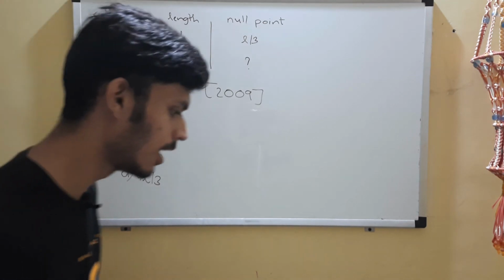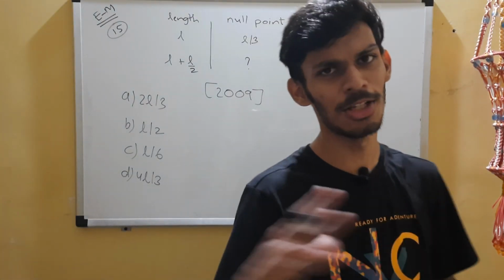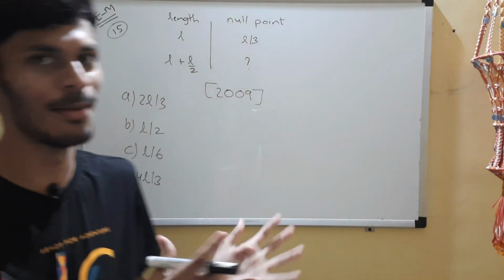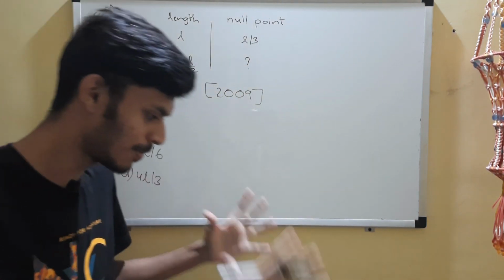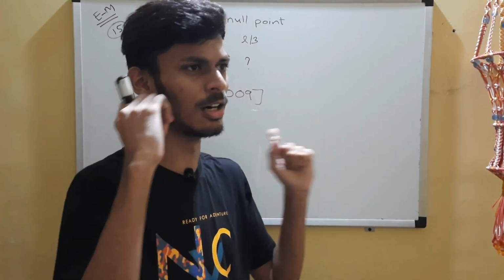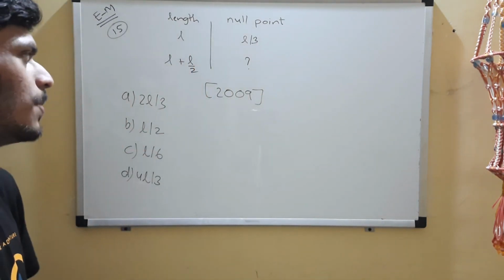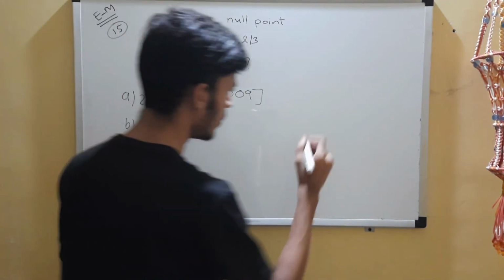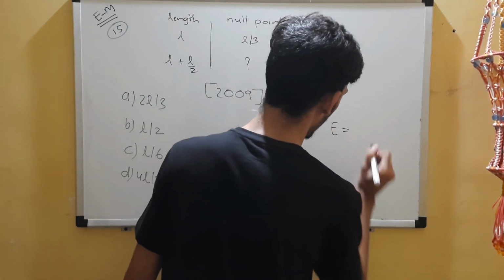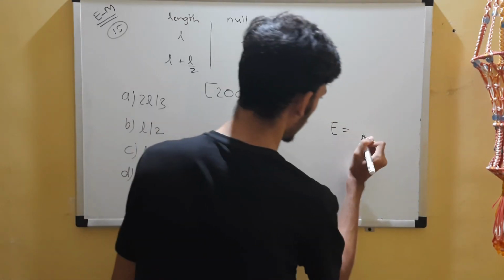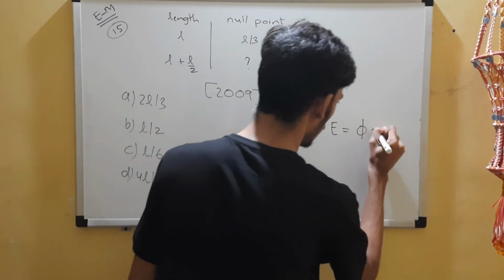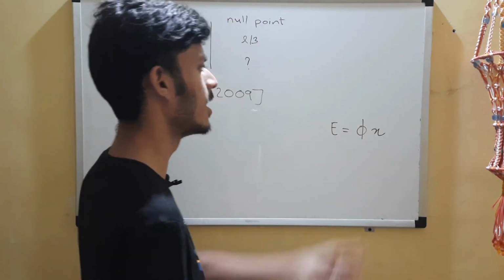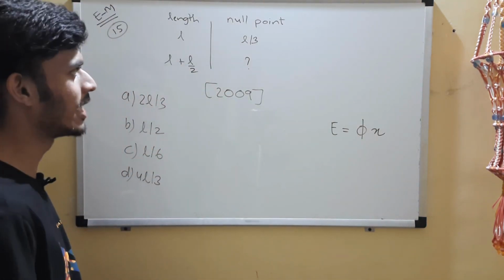Okay, so let's do it. If you have studied potentiometer just for the boards' sake, which is cancelled now, you won't be able to do this question. It is a conceptual one. You should know a good logic of a potentiometer in order to solve this question. So using the potentiometer principle, we can write that the EMF or the voltage drop is directly proportional to length, and we can write E is equal to phi x. Voltage drop is directly proportional to length. Phi is a constant, the voltage gradient over here.